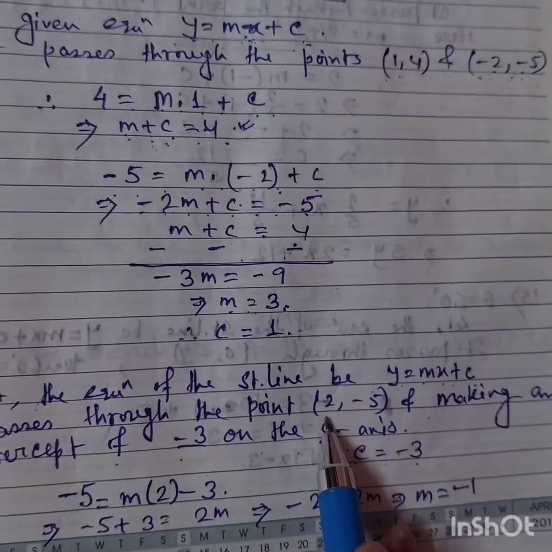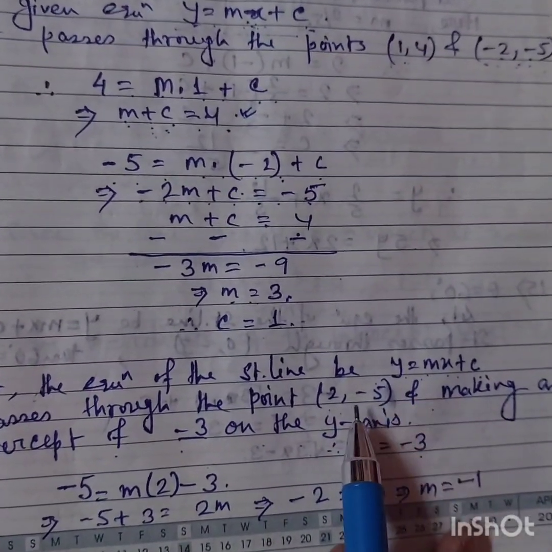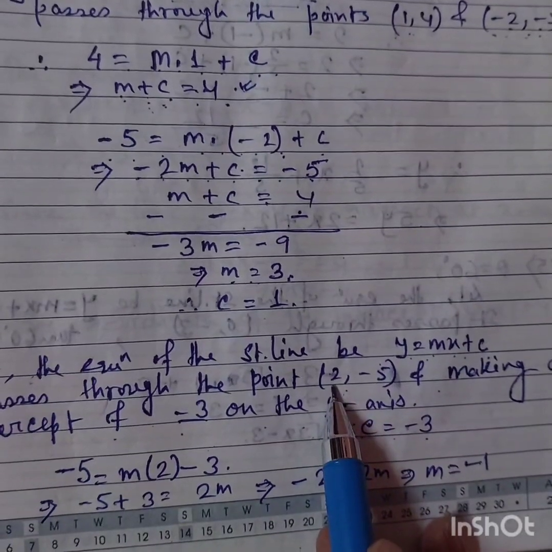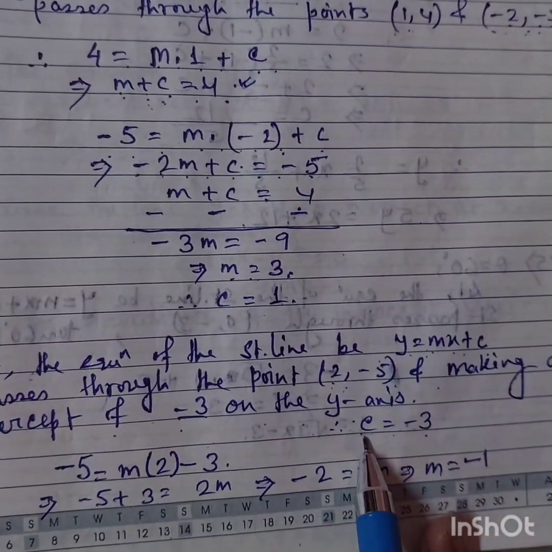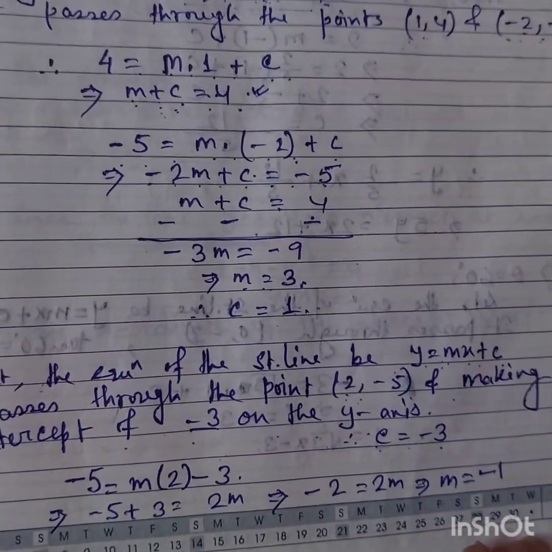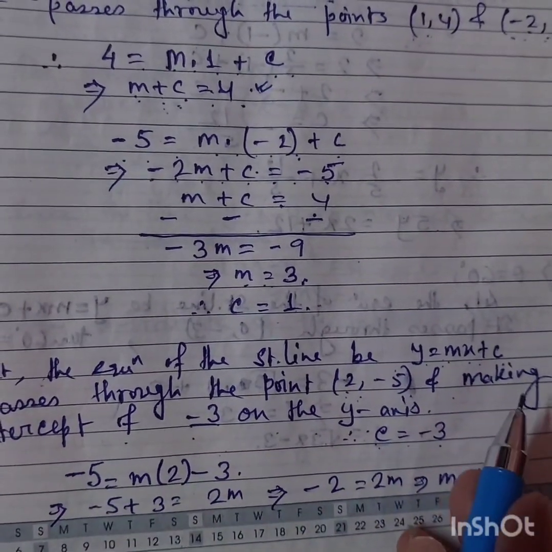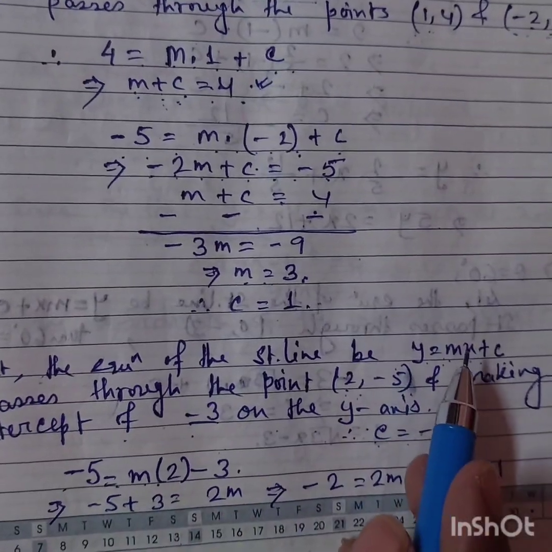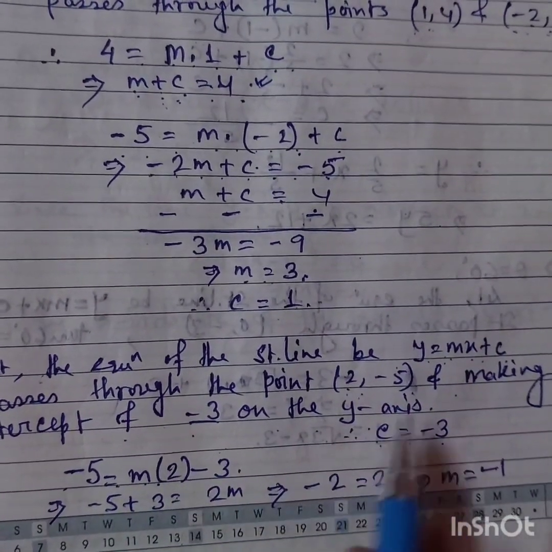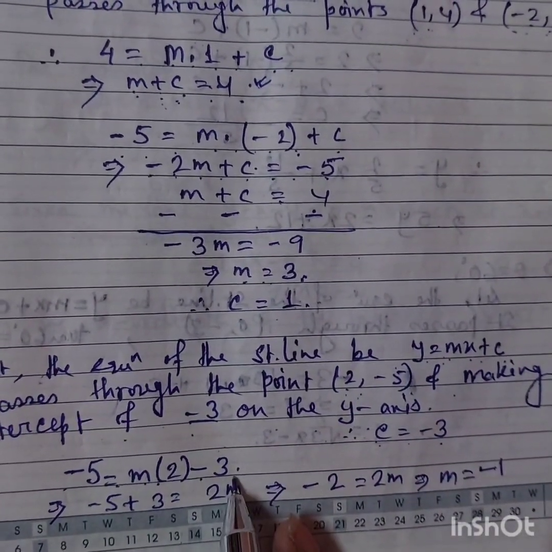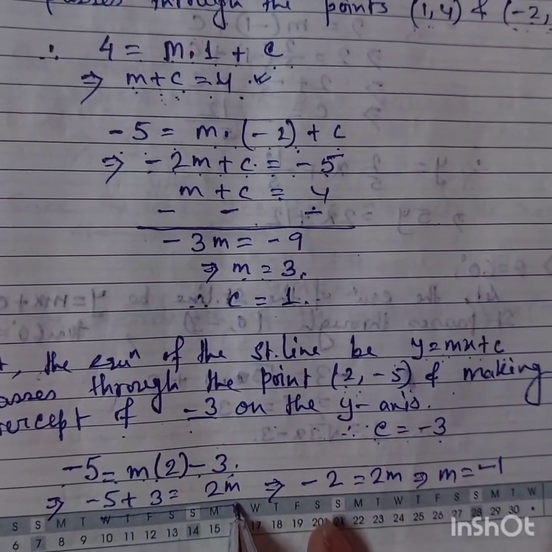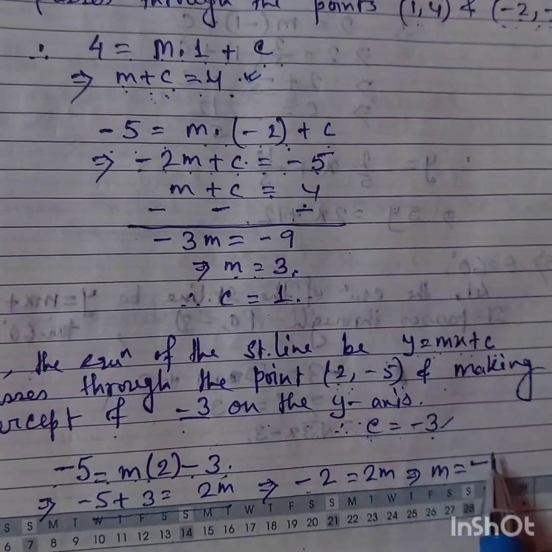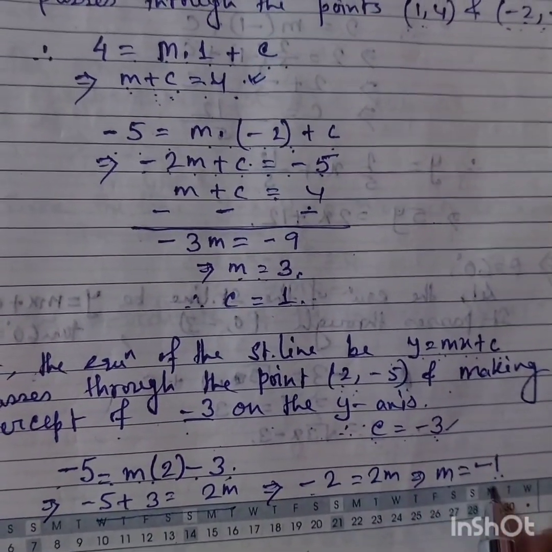And since this line passes through this point, this point should satisfy the equation. So if you put this value and the value of c in this equation, you will get the value of m. So put the value of y, that is -5, is equal to m into, put the value of x, that is 2, now put the value of c, that is -3. If we do the calculation, we get m is equal to -1. So we get the value of c and the value of m.